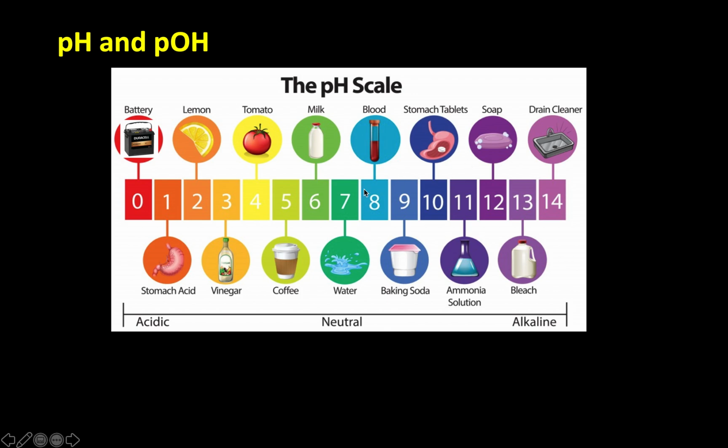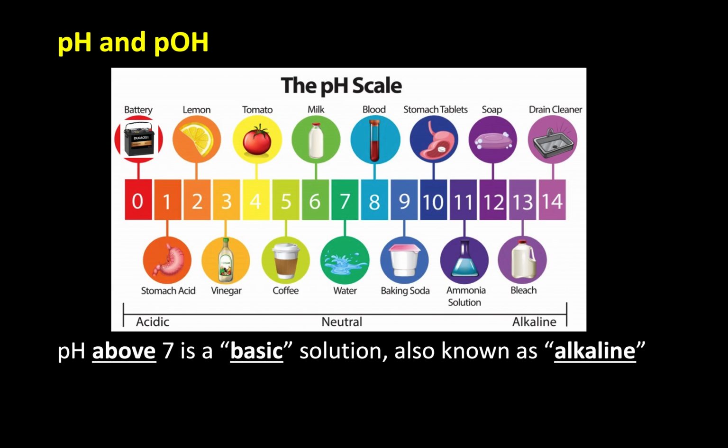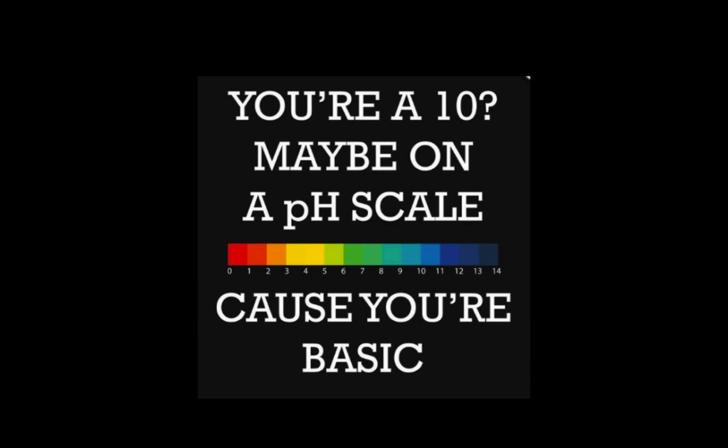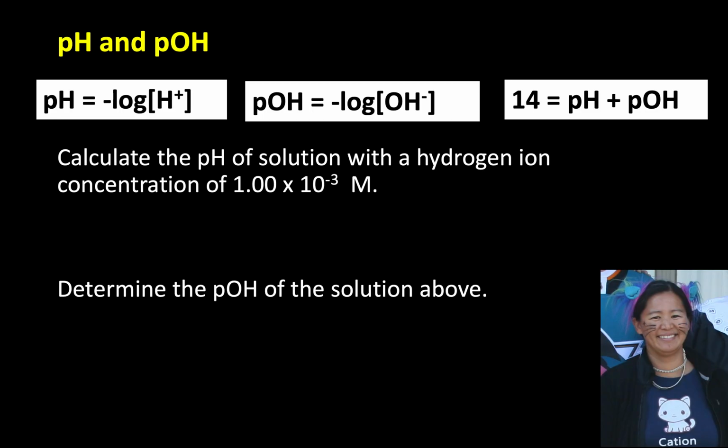The water is right in the middle at 7, so 7 is neutral. A pH above 7 is considered basic, also known as alkaline. A pH below 7 is acidic. Now, if you can't remember which one is which, I found a little thing to help you remember. If someone says they're a 10, you could say, you're a 10, maybe on a pH scale, because you're basic. Get it? Well, give it a think if you don't get it.